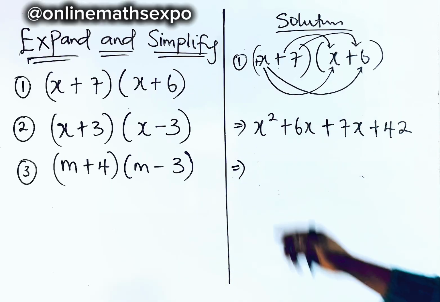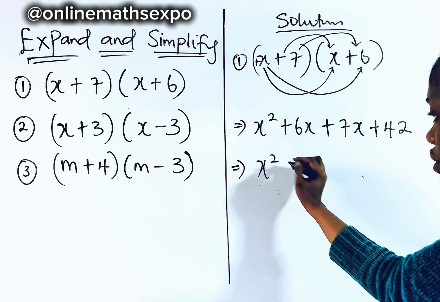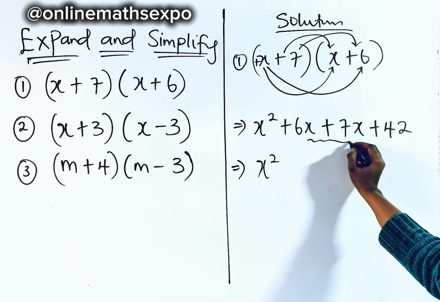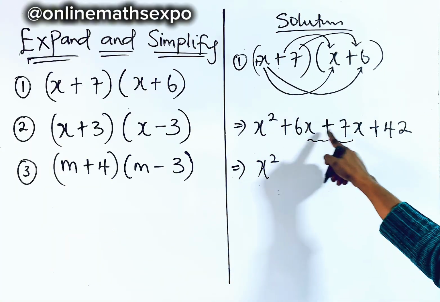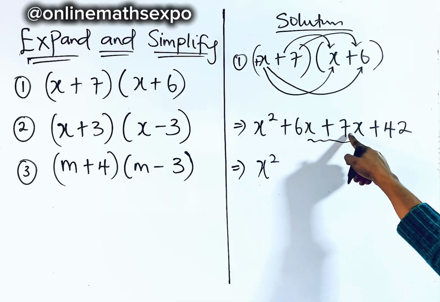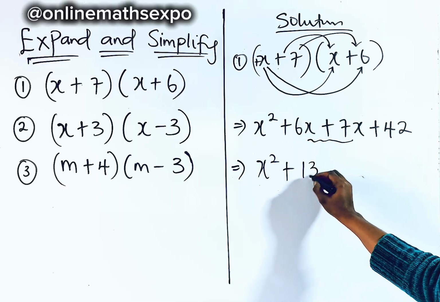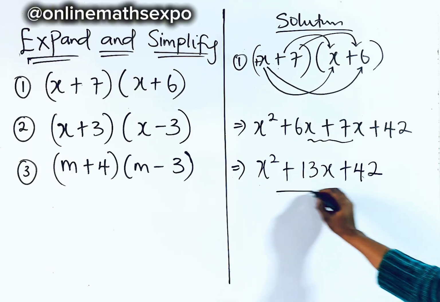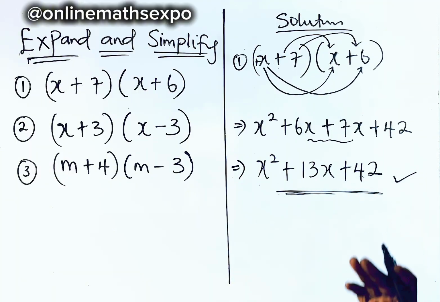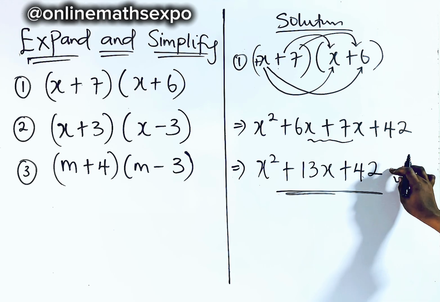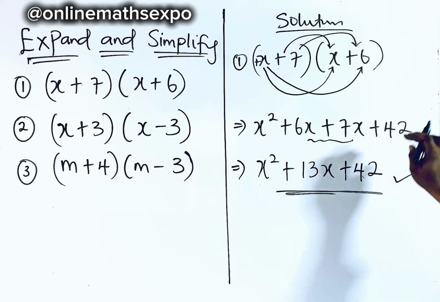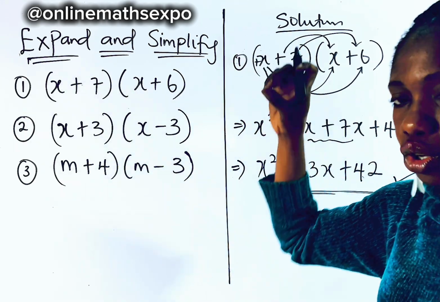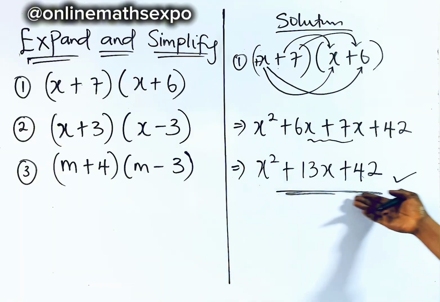To add, we are going to bring this down because it's just on its own. So we're going to add these two. What you add is their coefficients. So you add 6 and 7, which gives you 13. So we have 13x, then plus 42. So this gives us an answer. Please don't make the mistake of putting an equal sign here. What you are giving is an expression. So your answer must be left as an expression.